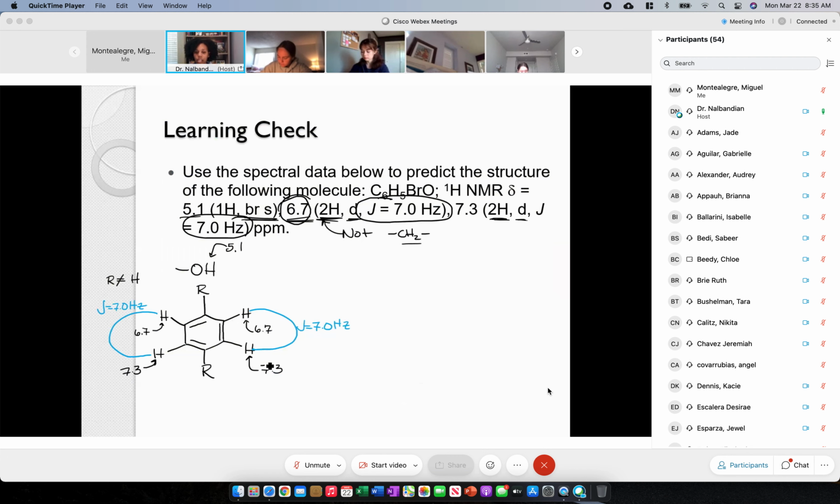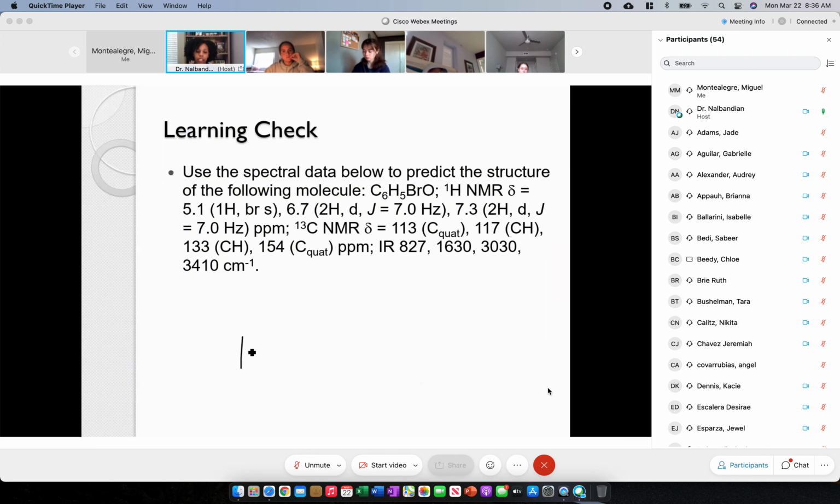Based on symmetry, these 2 have to be symmetrical to one another. We know that this is a symmetrical molecule because this is a para-disubstituted benzene ring. That's what we saw in the last slide. So this is enough for us to put the structure together and then assign every one of these carbons and hydrogens in our final structure. So here's our final molecule.